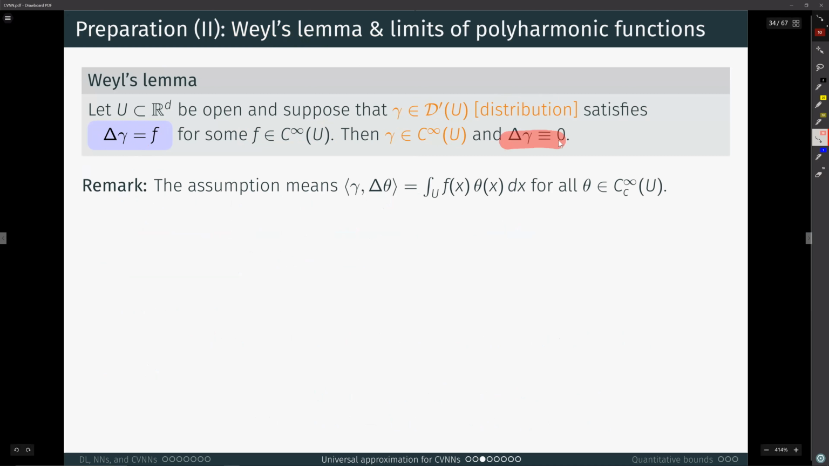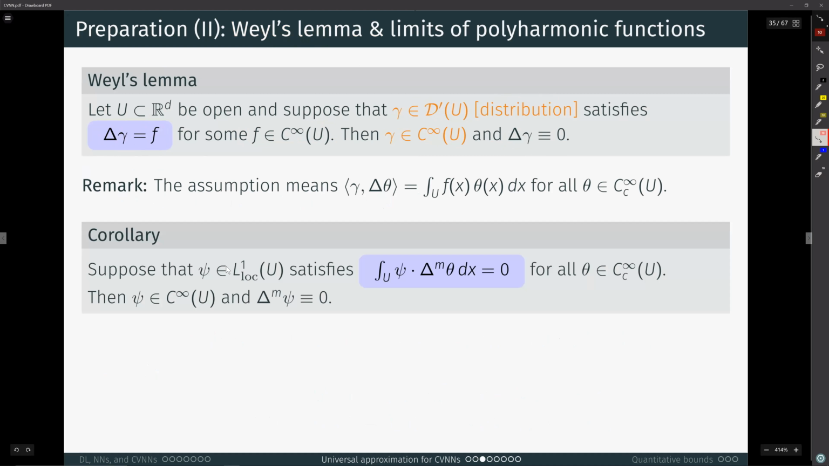And by induction, this tells you that if the Laplace of a distribution is smooth, then gamma itself is smooth. And by an easy induction, you can show from this that if you have any L1 locally integrable function, or in fact any distribution, which is polyharmonic in the sense of distributions, so it satisfies that the distributional Laplacian to the m is 0, then actually it is a smooth function, which is polyharmonic.